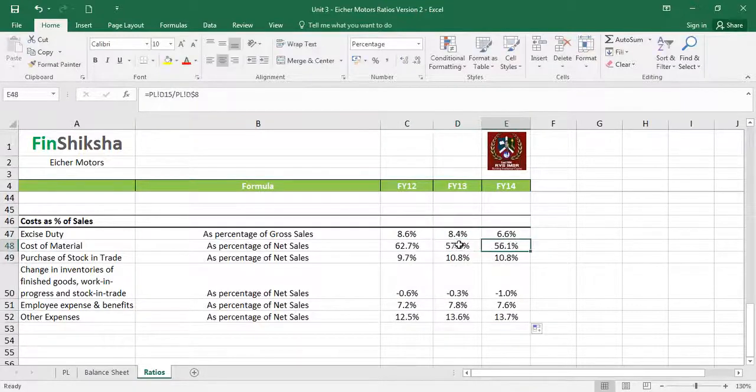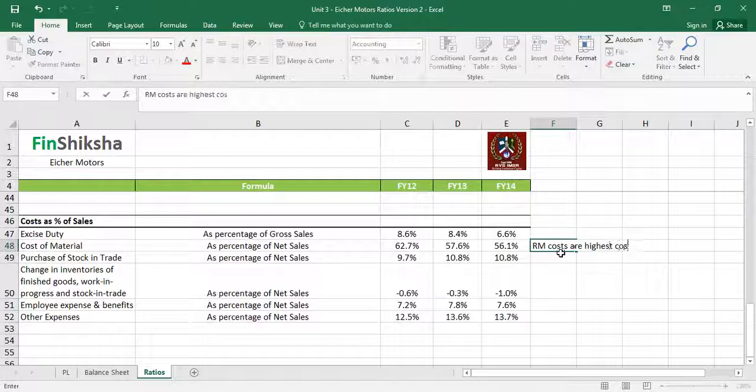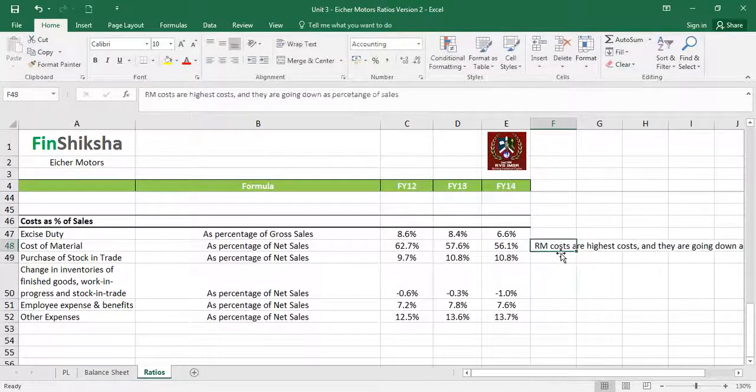Remember, you see cost of materials has gone down each of the years. Some of the other costs have gone up, so they've probably spent more on marketing. Employee benefits have remained fairly stable. Raw material costs are the highest cost component, and they are going down as a percentage of sales, right?